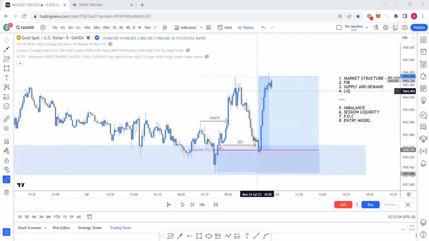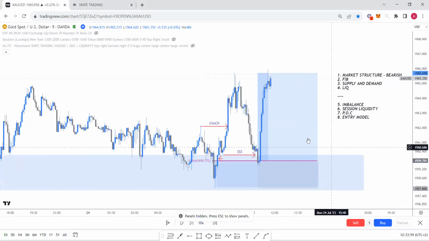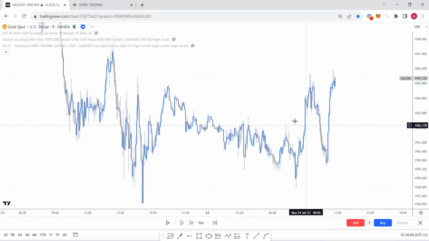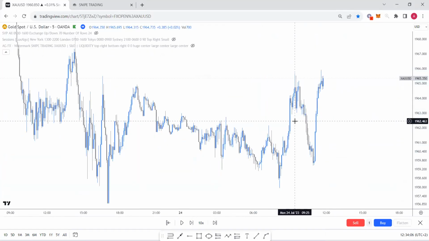This brings us to the next thing I wanted to cover on today's lesson, okay? Which is the importance of session openings, okay? Most of the times, the opening of a session will determine the direction price will have throughout the session. So let me explain this.